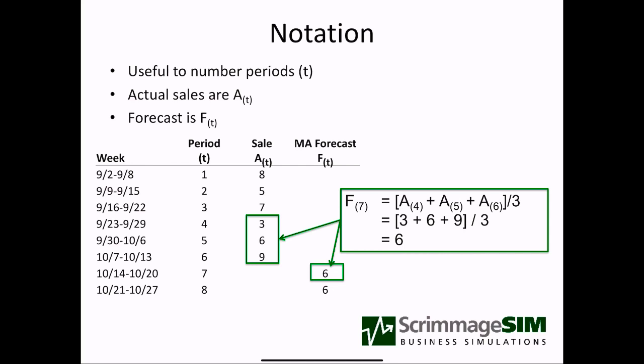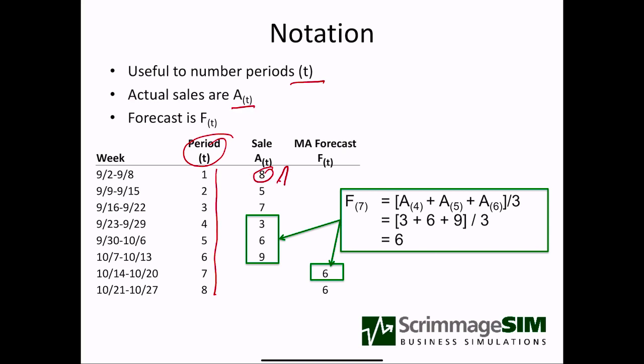To understand exponential forecasting, first we have to develop some notation. It's useful when forecasting to number the periods. So we see our first column. We're numbering the periods. This is just like the weeks that we were using in the spreadsheets. The sales are the actual consumption values, what we actually did. We used the notation A subscript T.